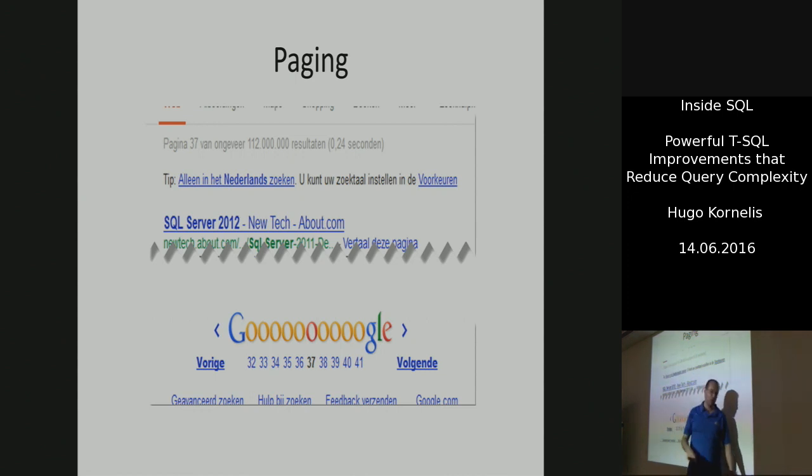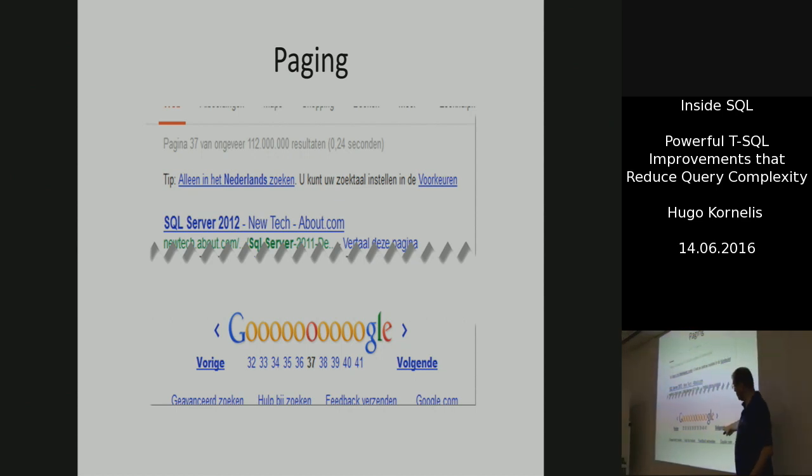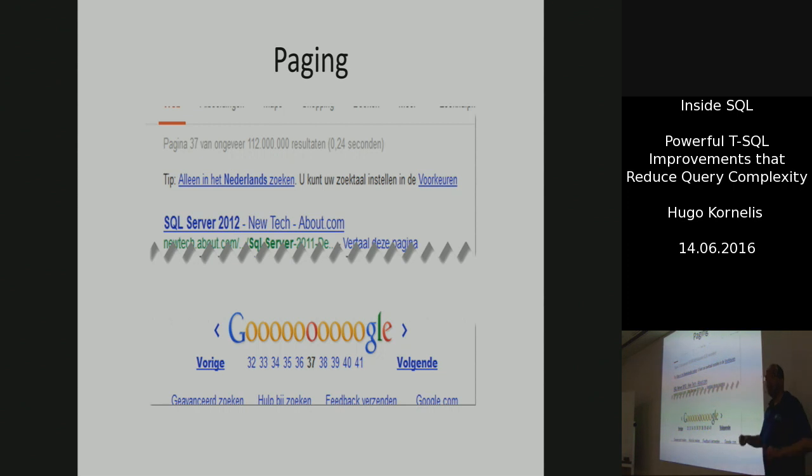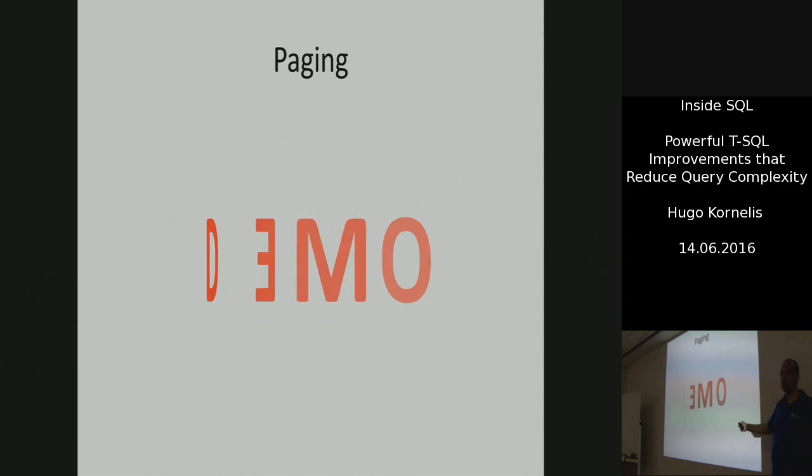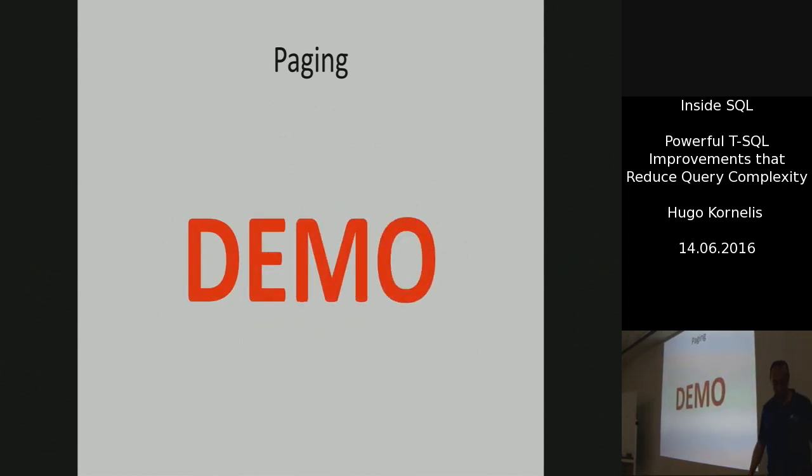Who thinks that Google returns 112 million pages to my browser when I submit the search? Who thinks that every time I click next, volgende is next, a query runs on Google to produce the next page? That's what happens. And it's not a SQL Server query, but we all face similar issues in our work. And we want to solve them. And that used to be hard until SQL Server 2012.